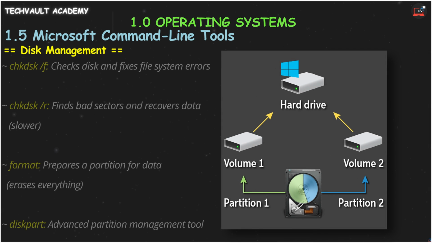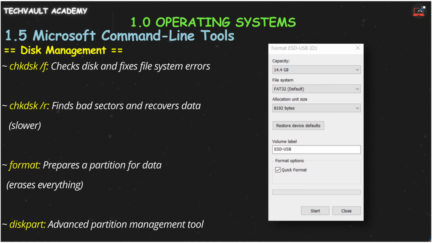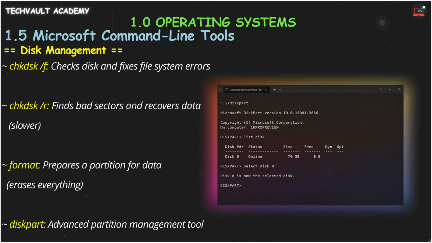Next, disk management. Chkdsk checks your disk's file system for errors. Use the /F switch to fix any errors it finds, and /R to also scan for and recover data from bad sectors. To prepare a new partition, you can use format. And for advanced tasks like creating or deleting partitions from the command line, use the powerful diskpart utility.